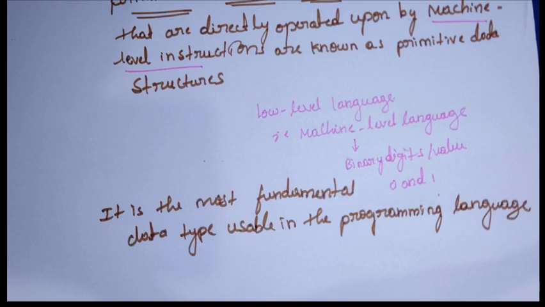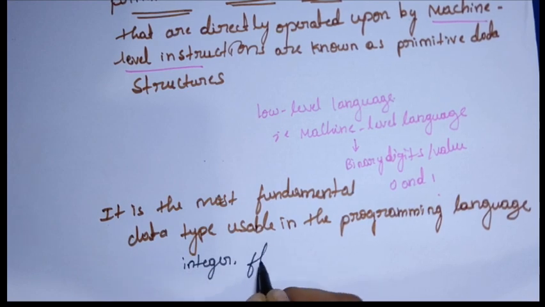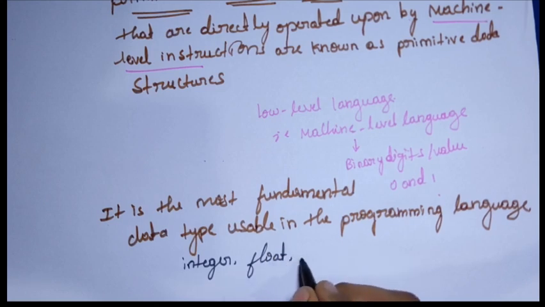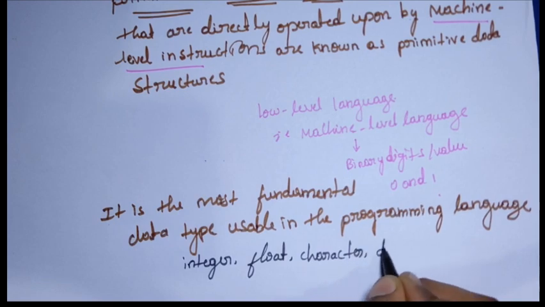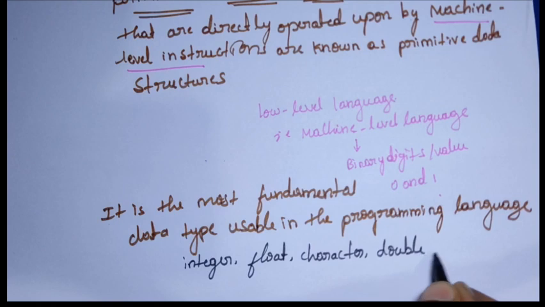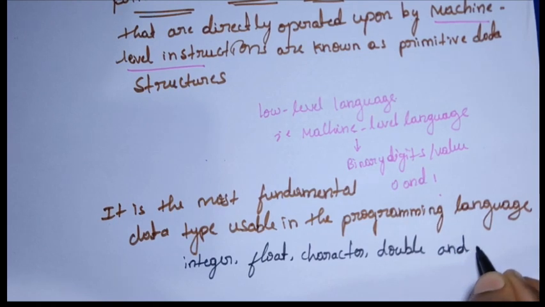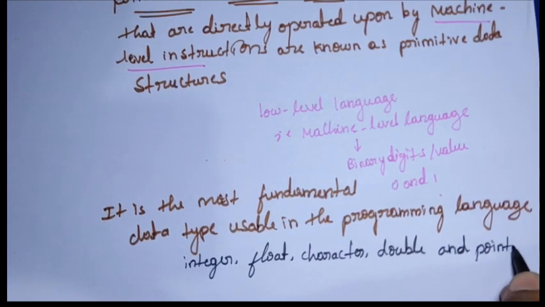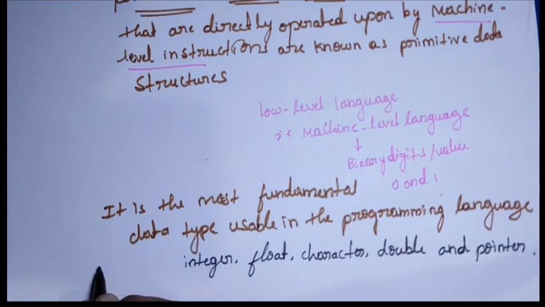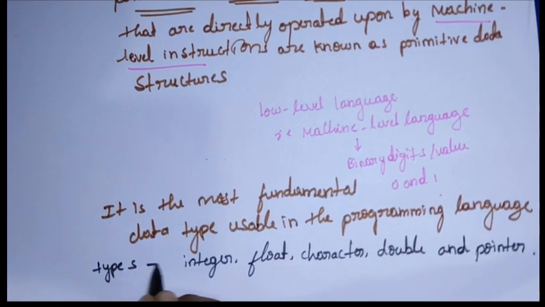Next, as I discussed in the previous session, we have 5 types of primitive data structure, that is integer, float, character, double and pointer. Okay, these are all the types of primitive data structure.